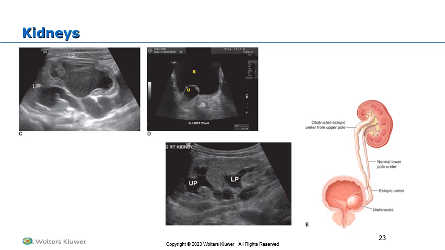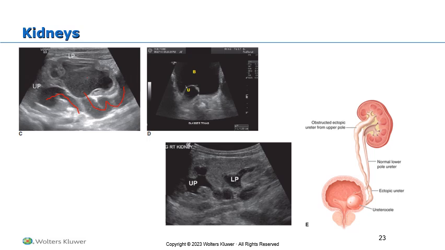So here are a couple of examples of our duplicated collecting system. Here we see the lower pole, which in this particular case is actually more affected by hydronephrosis. We can see its renal pelvis and its dilated ureter. Here's the upper pole and its dilated ureter. At this point, it's hard to say if those ureters come together before they insert into the bladder, but there most certainly is a duplicated collecting system in this area.